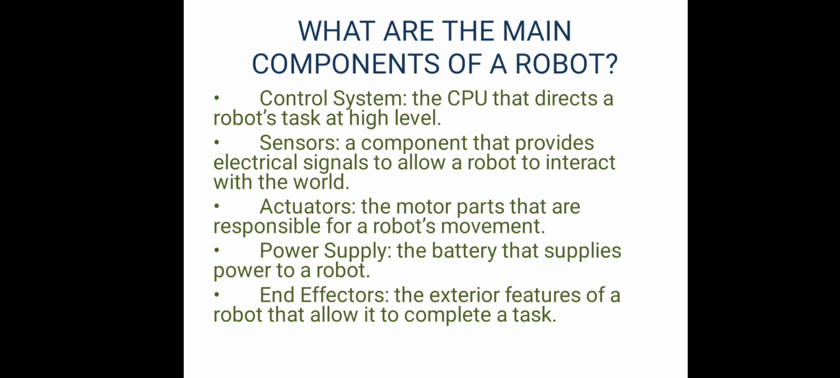What are the main components of a robot? First is the control system, the CPU that directs a robot's task at a high level. Second is the sensor, a component that provides electrical signals to allow a robot to interact with the world. Third is actuators, the motor parts that are responsible for a robot's movement. Fourth is the power supply, the battery that supplies power to a robot. Fifth and the last is end effectors, the exterior features of a robot that allow it to complete a task.